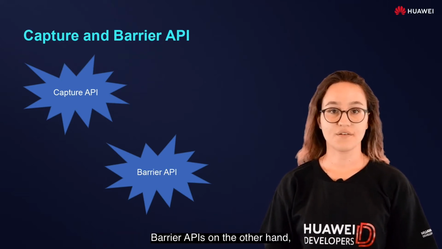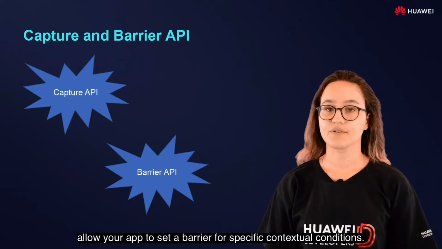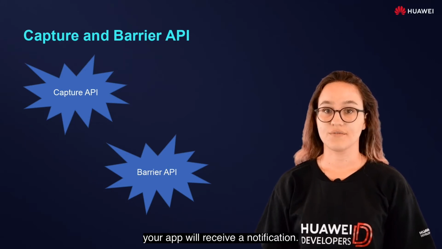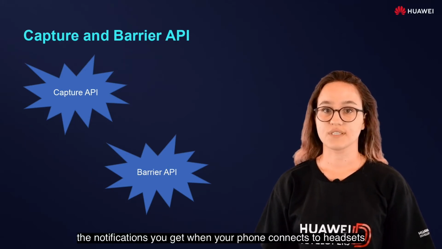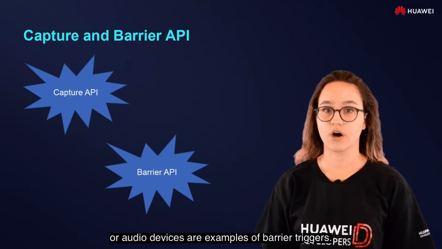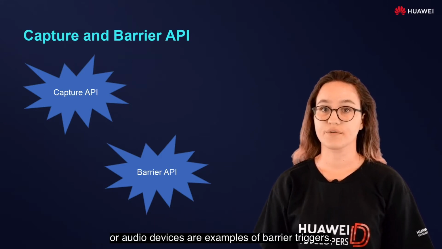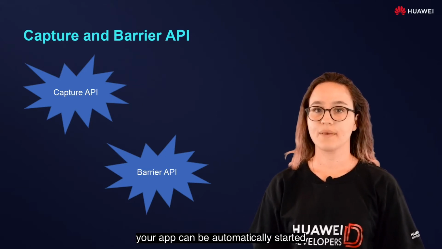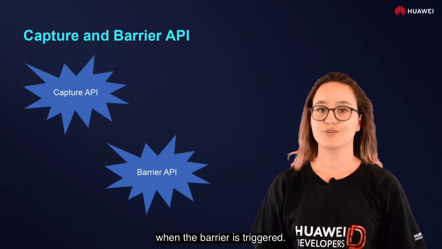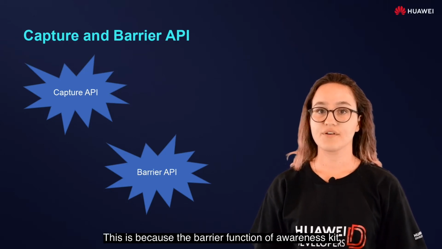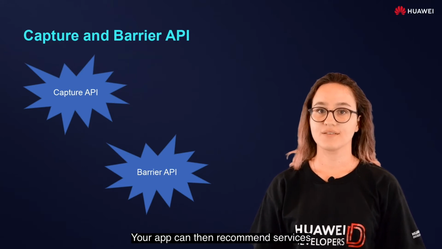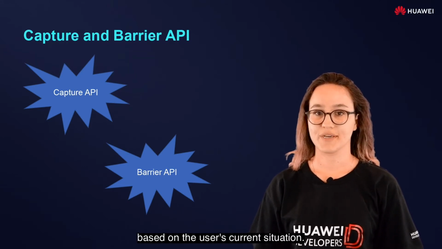Barrier APIs, on the other hand, allow your app to set a barrier for specific contextual conditions. When the conditions are met, your app will receive a notification. For example, the notifications you receive when your phone connects to headsets or audio devices are examples of barrier triggers. After your app registers with a barrier, your app can be automatically started when the barrier is triggered. This is because the barrier function of Awareness Kit can run in the background. Your app can then recommend services based on the user's current situation.